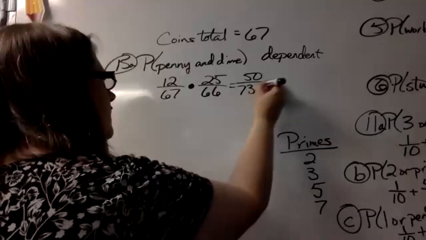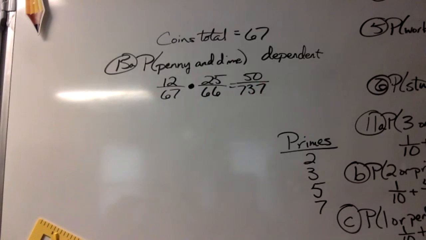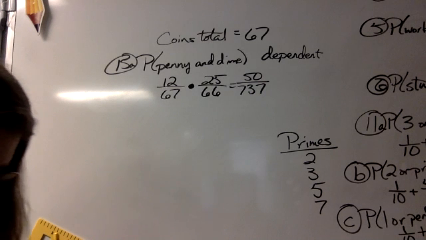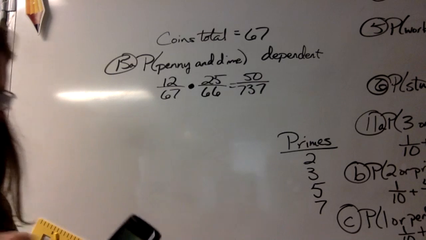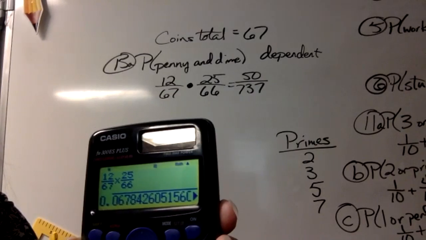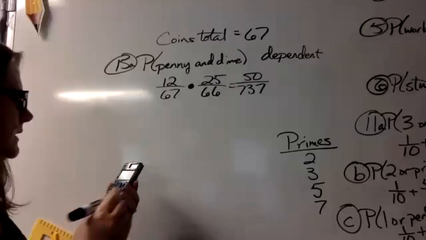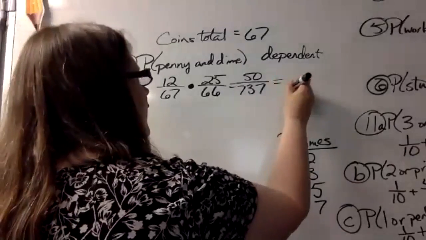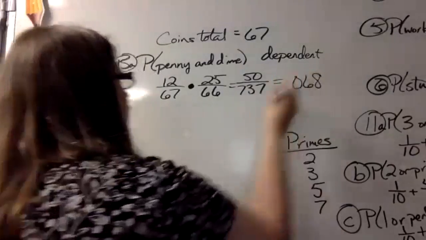That's what I got when I multiplied the fractions. And then when I change it to a decimal, I get a big, long repeating decimal. We round off, so it will be 0.068. Okay.